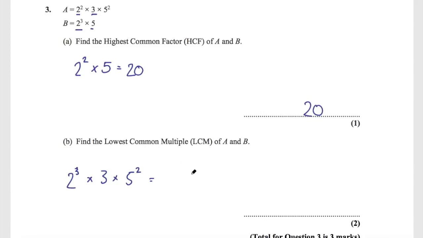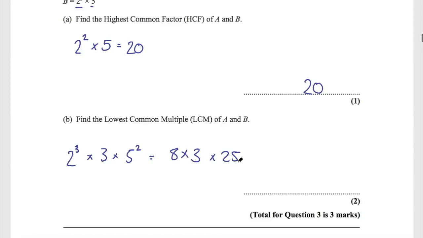So you take every number in A and B and you take the highest power of that number that exists. And you multiply those together and you get the lowest common multiple, which is going to be 8 times 3 times 25. And well, this is a calculator paper, so just whack that straight into a calculator and you get 600 for the lowest common multiple of A and B.